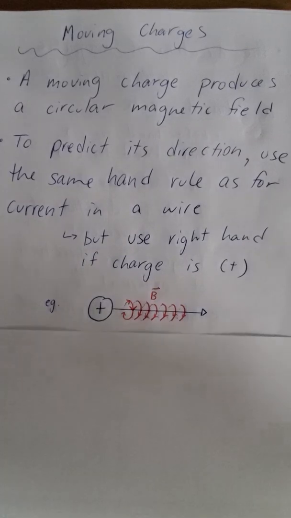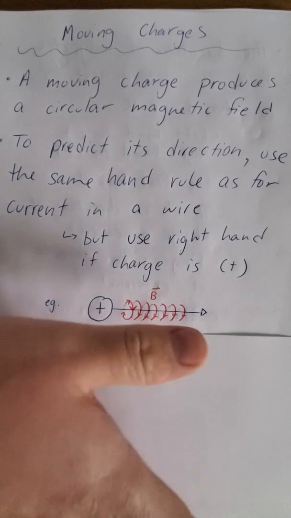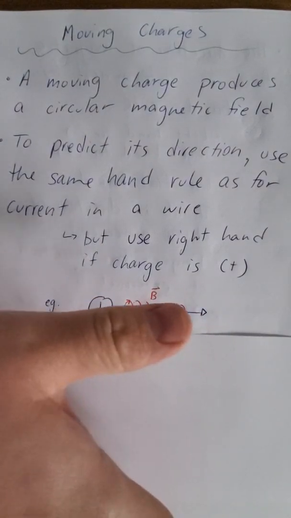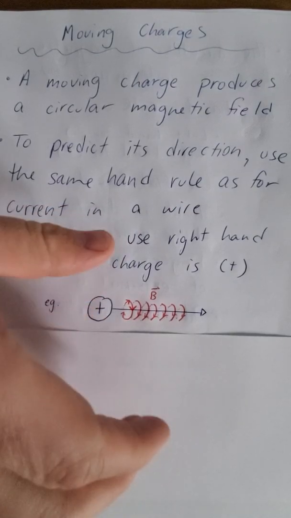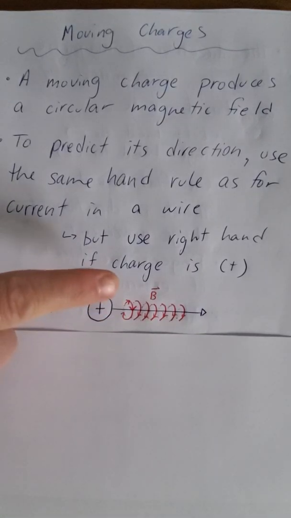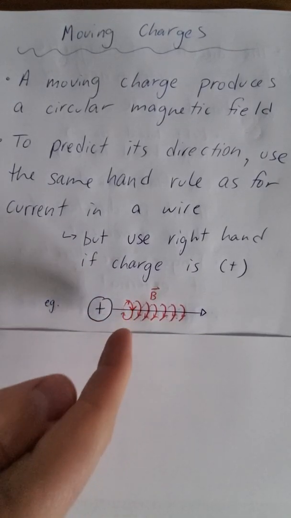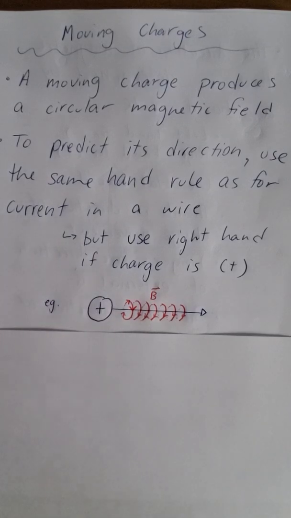So I've given an example here. Just to review, the charge is moving to the right. I place my thumb in that direction, and then my fingers curl in the direction of the magnetic field. They curl below the wire, coming out of the page, and then down in front of the wire, and then into the page below, and then up behind.